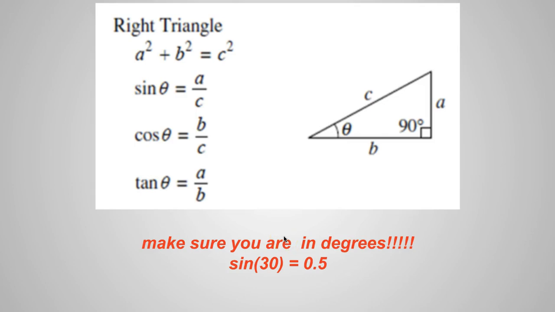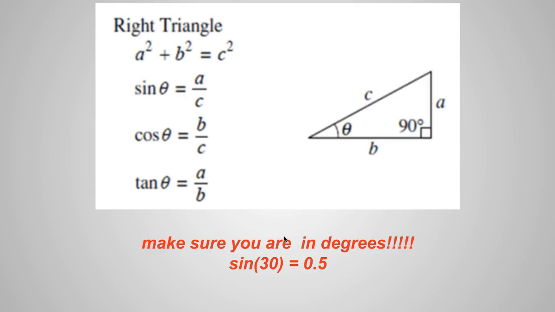So the Pythagorean theorem, and sine of theta is going to be the opposite over the hypotenuse. The cosine is the adjacent over the hypotenuse, and tangent of theta is opposite over adjacent. So make sure you know how to use these equations. They should be pretty straightforward to memorize, and you should have some practice with them already.